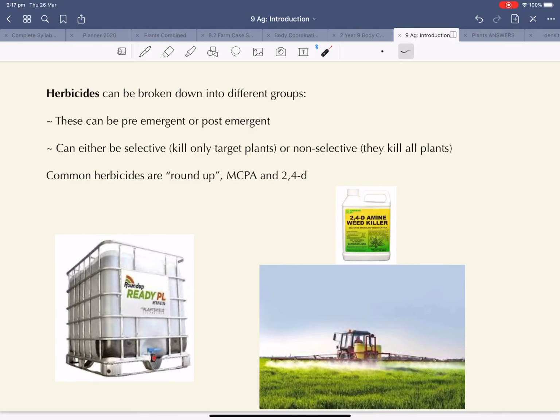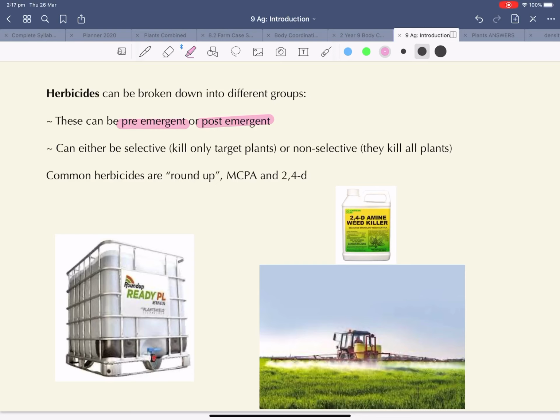So herbicides, they're the ones that kill plants, and they can be broken down into several different groups. They can be pre-emergent or post-emergent. Now, what we're talking about with pre-emergent, we're talking about before the crop has come out of the ground. Post-emergent simply means that once the crop has come up and out of the ground and is growing actively. So there's different types of chemicals. There's a whole range of different chemicals that are used.